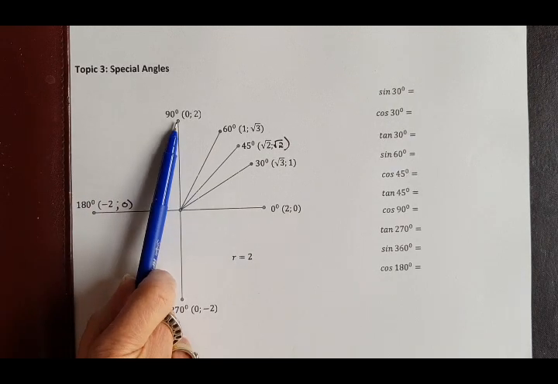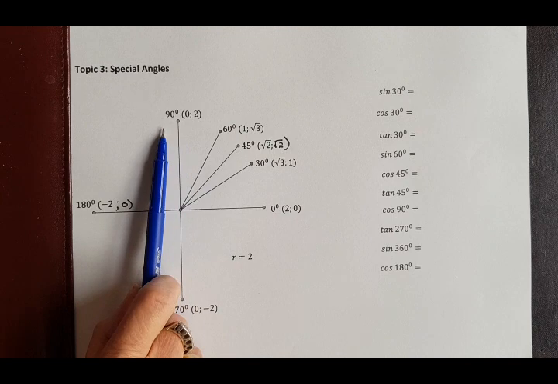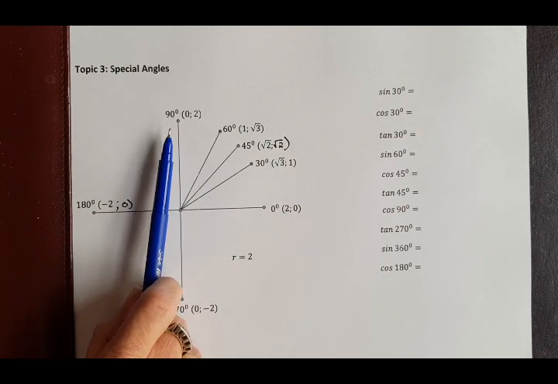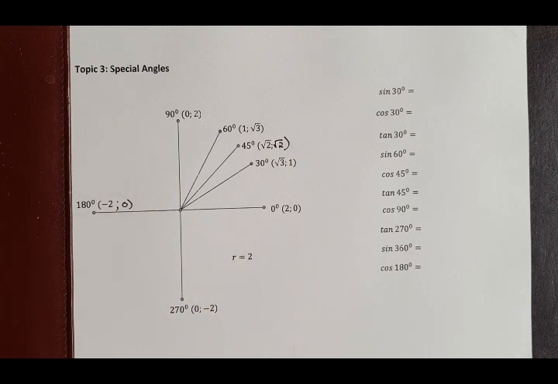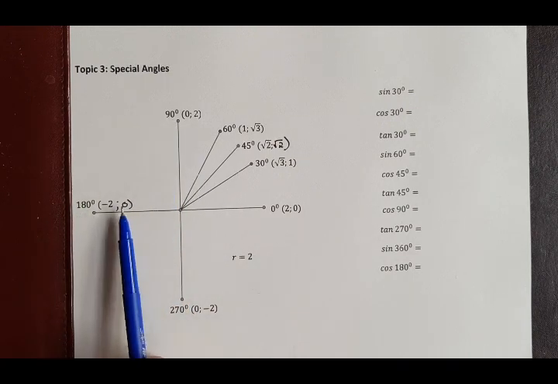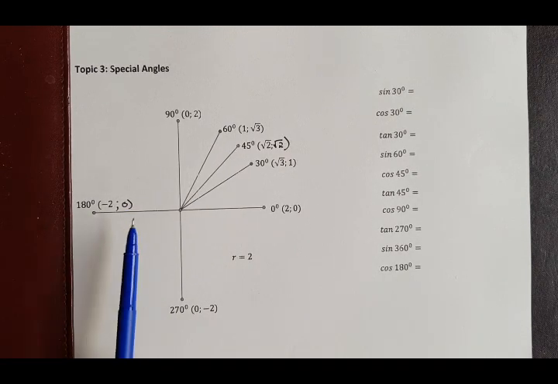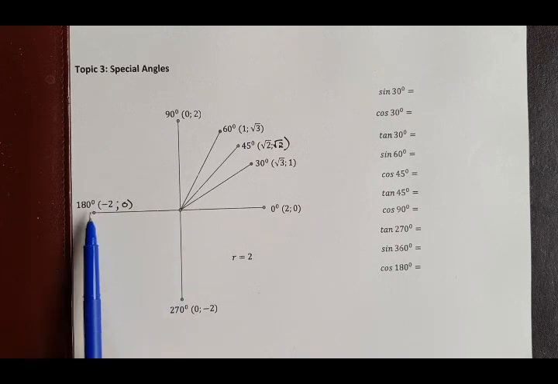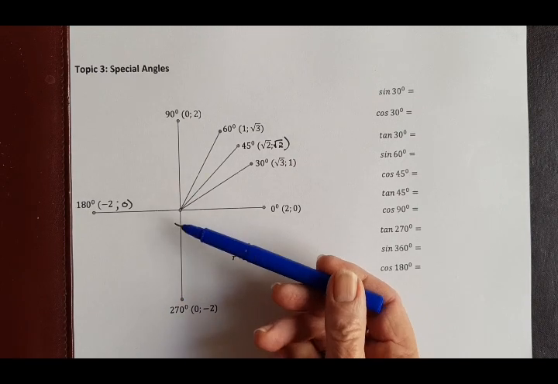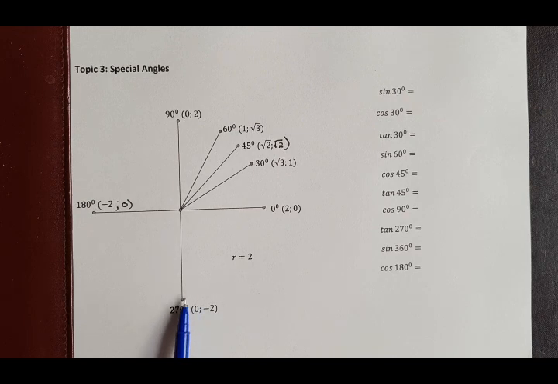The moment you're at 90, your x coordinate is 0, you've moved no units left or right, and so your y value is the same as your r value. At 180 degrees, your y coordinate is 0, you've moved 0 units up and down, but of course this length is 2, you're on the negative x-axis, so your x value is minus 2. At 270, your x coordinate is 0, your length here is 2, you're on the negative y-axis, so that is your ordered pair.